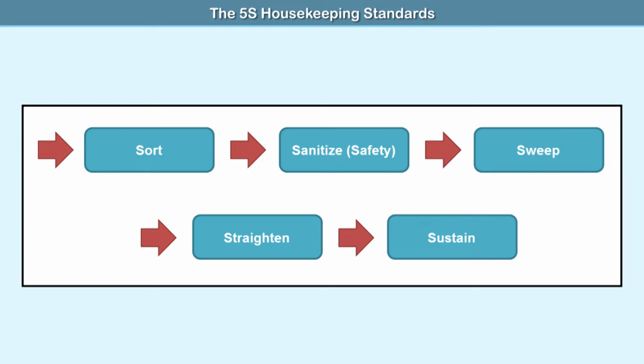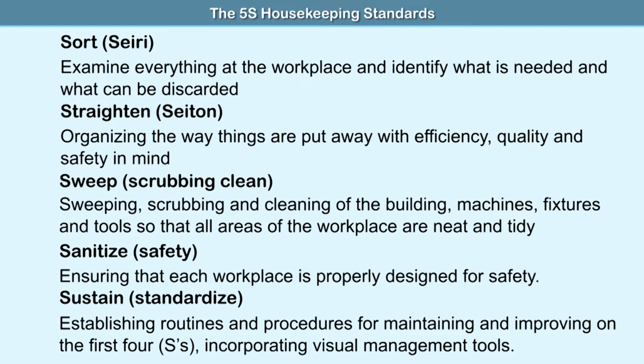It's a conventional approach towards maintaining and improving the workplace. The 5S housekeeping standards can be termed as sort, sanitize, sweep, straighten and sustain. When you sort, we examine everything at the workplace and identify what is needed and what can be discarded.